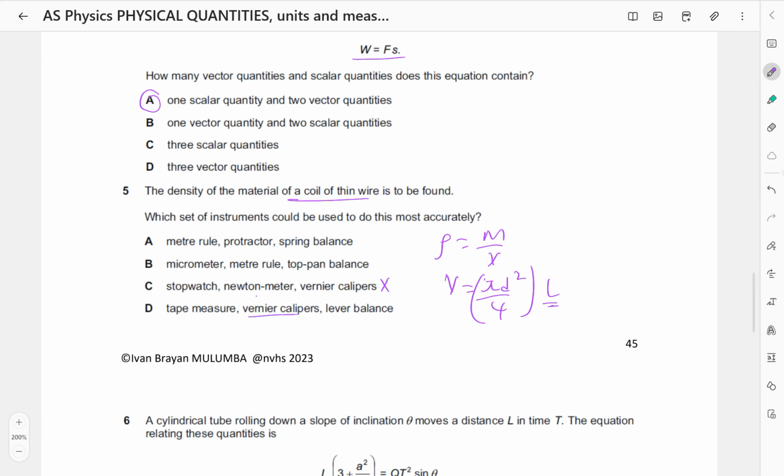A vernier caliper will not be good to measure the diameter of the wire. So vernier caliper is also out. A meter ruler, protractor, spring balance. There is nothing to measure diameter, so this one is also out. Micrometer screw gauge can measure the diameter, the meter ruler can measure the length L, and the top pan balance can measure the mass. So it means our answer can be B.